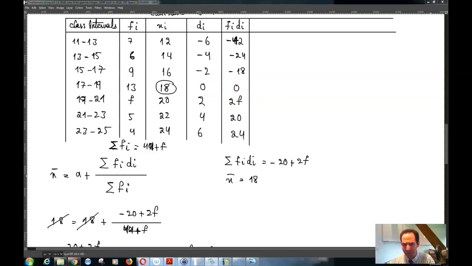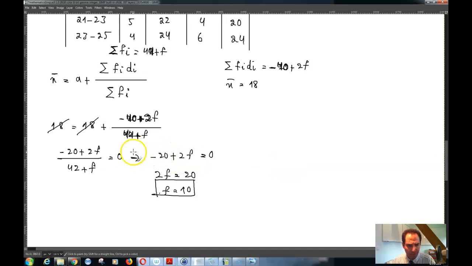Let me calculate these numbers. We have 24 plus 20 minus 18 minus 24 minus 42, negative 40. Oh, okay. That's actually a negative 40. I don't know how that happened. But that's supposed to be a negative 40 plus 2f.